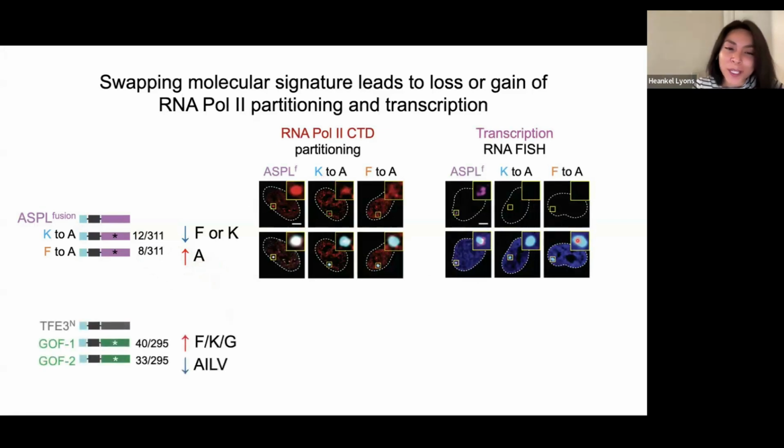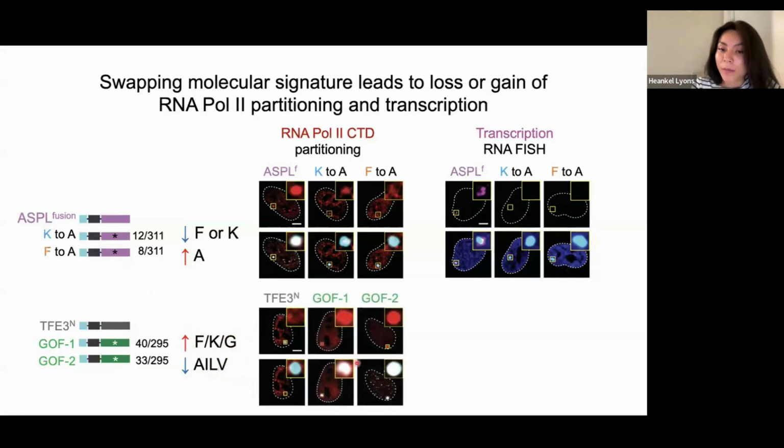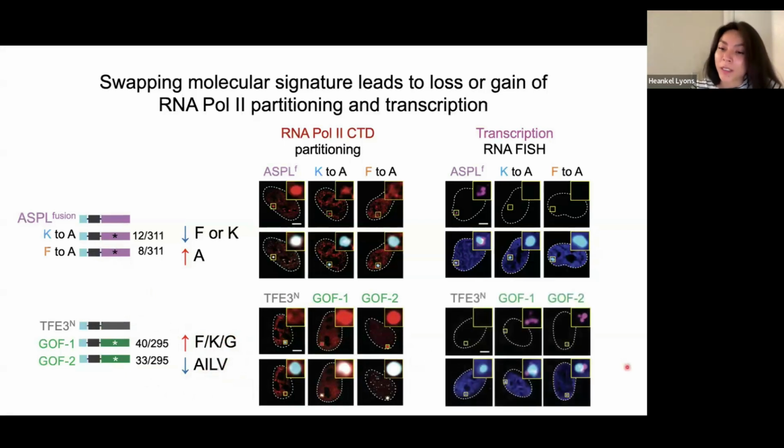And so it's easy to break something, but can we make gain-of-function mutants? To test this idea, I took the TFE3 N-terminus, and I increased the number of phenylalanines and lysines. I did this by substituting those aliphatic residues that are actually depleted in the fusions. I also introduced some glycines for flexibility in these proteins. So TFE3 N-terminus does not partition the CTD, but these gain-of-function proteins do. And they also activate the reporter.